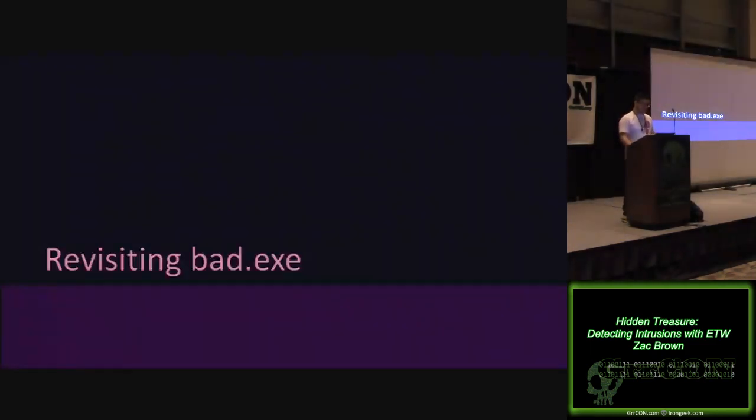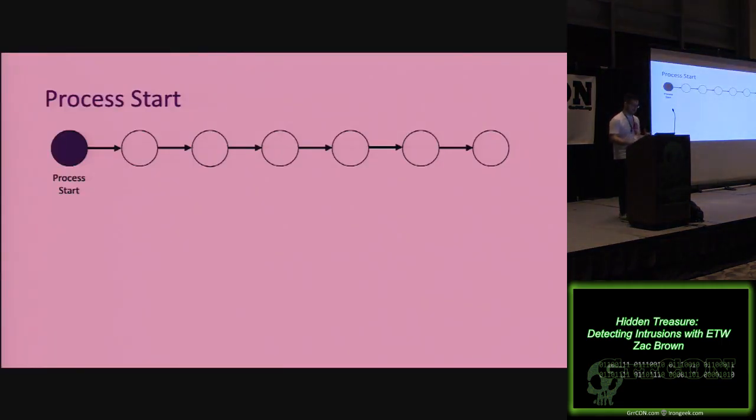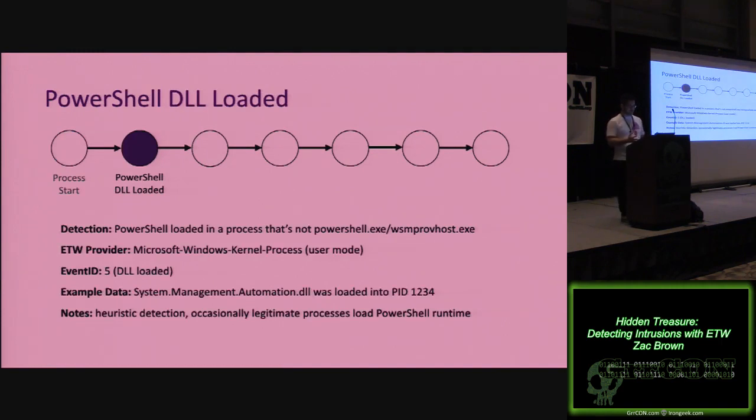So let's go back to bad.exe, right? Let's revisit what we might have seen if we'd had ETW logging. In this case, we got our process start. Nothing fancy there. But hey, we saw it load the PowerShell DLL. So you can imagine this is like what I was talking about. You see it load system.management.automation.dll. Nothing fancy there. We've already talked a little bit about the data. In this case, it's event ID 5 for the DLL load.